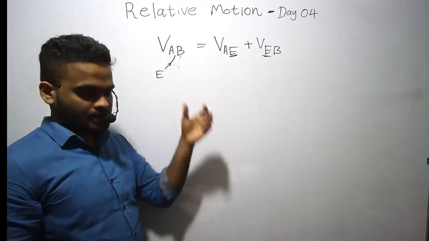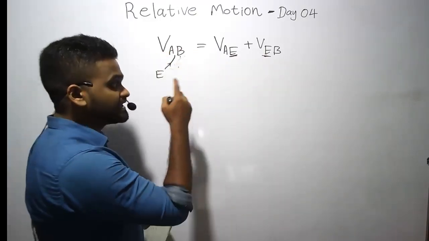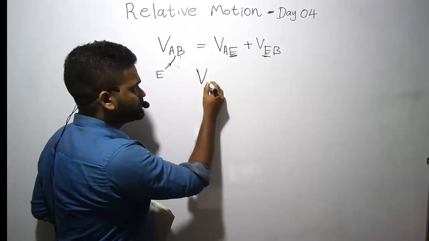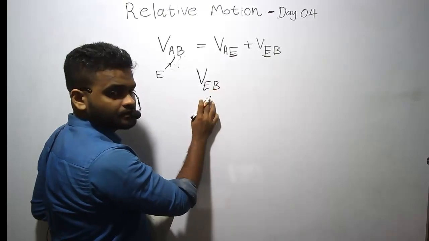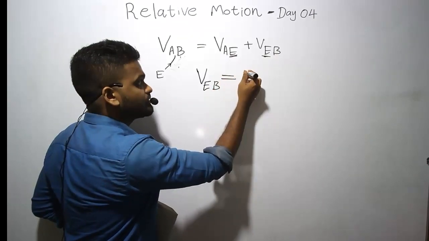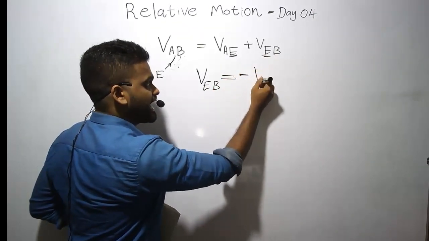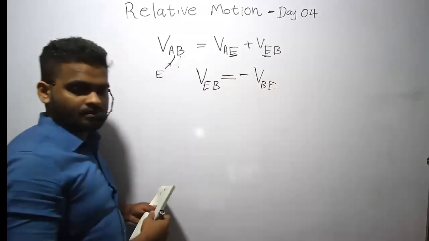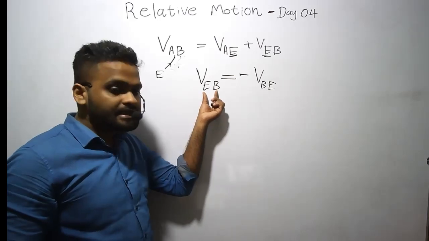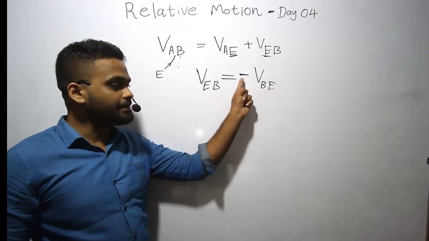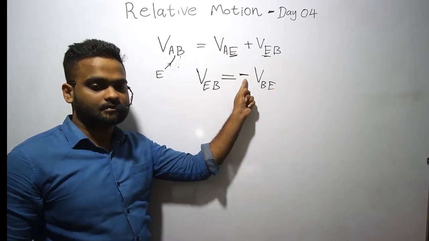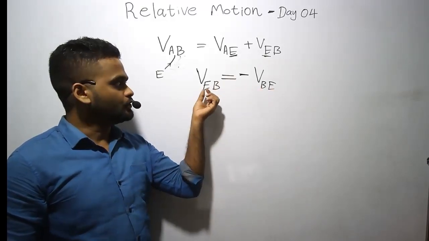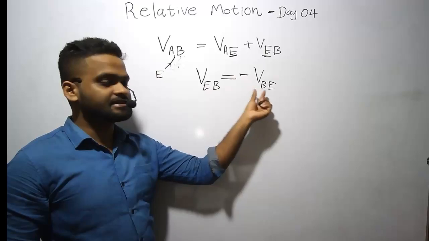Okay, right. Then the other equation is, let's say you have EB. So this EB is equal to, you can put a minus here and change these letters to BE. So it is a vector thing, right? It is similar to a vector. You can put a minus here and change these letters.